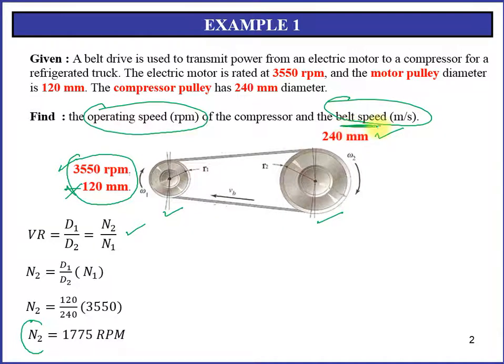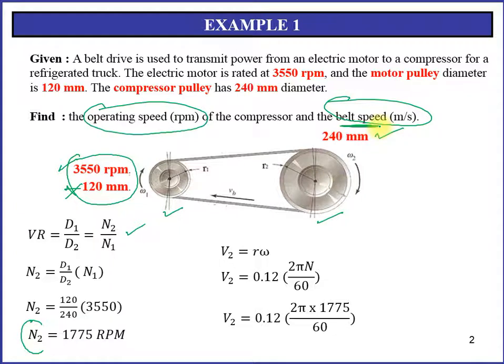And then the belt speed, by using the formula V equal to R omega, you can simply get the velocity of the belt is around 22.3. So this is the radius of pulley 2, and this is the RPM of pulley 2, which is 1775. Okay, and then you will get this velocity of the belt.